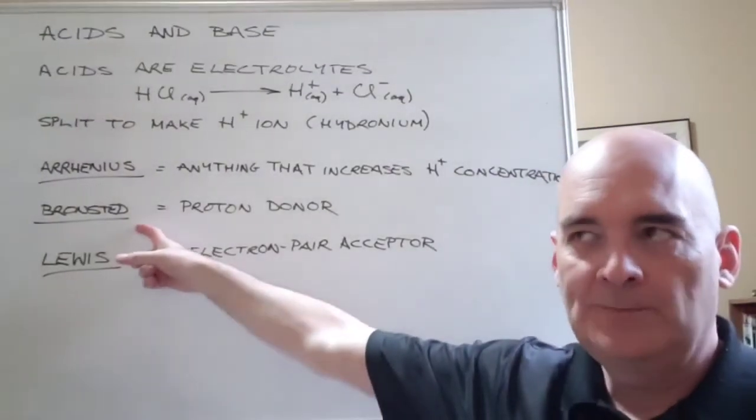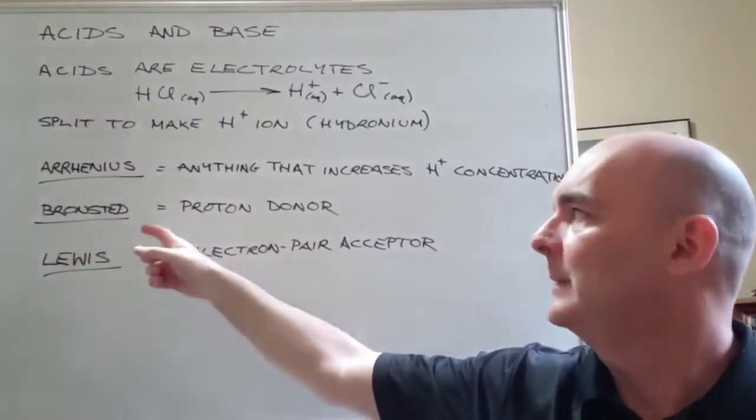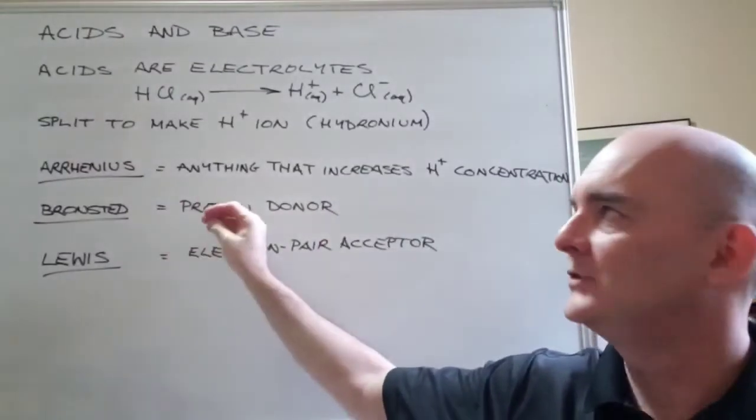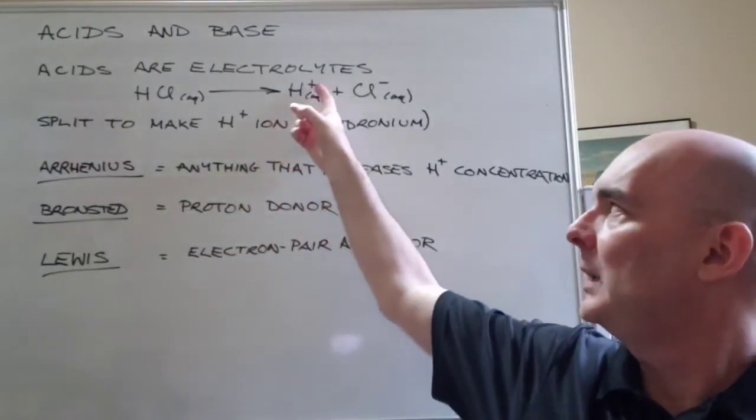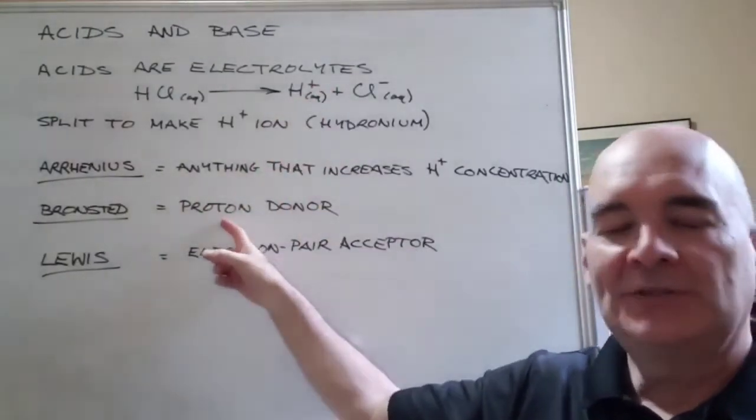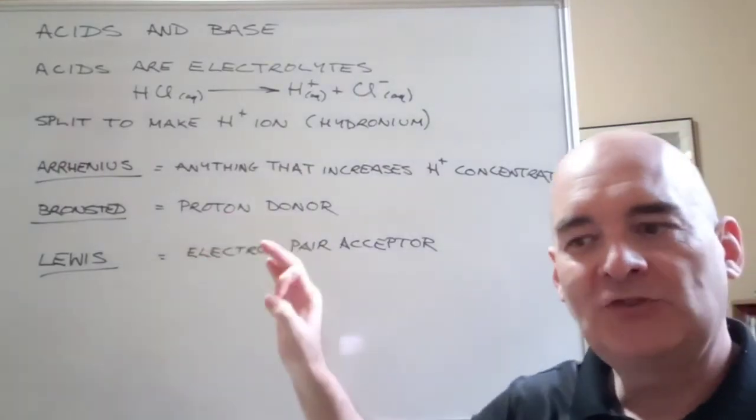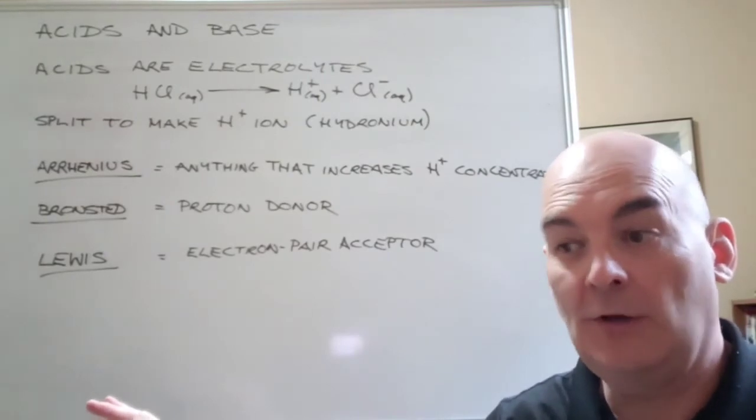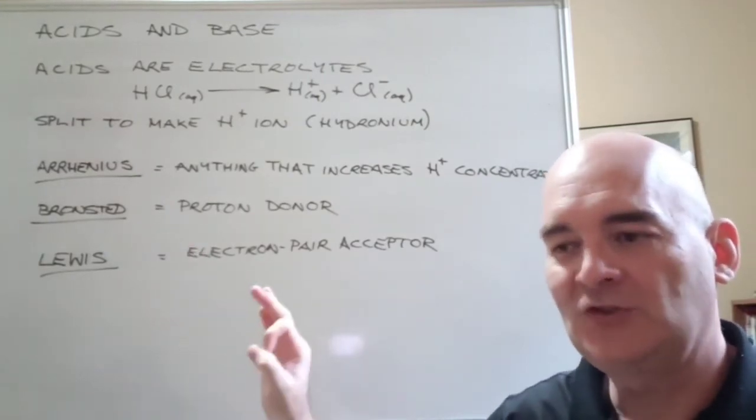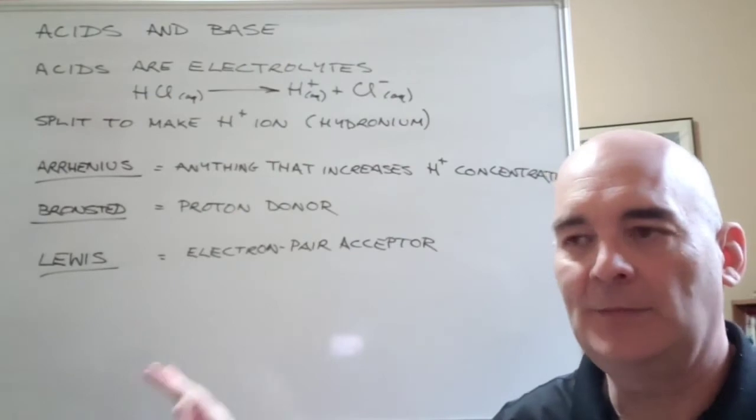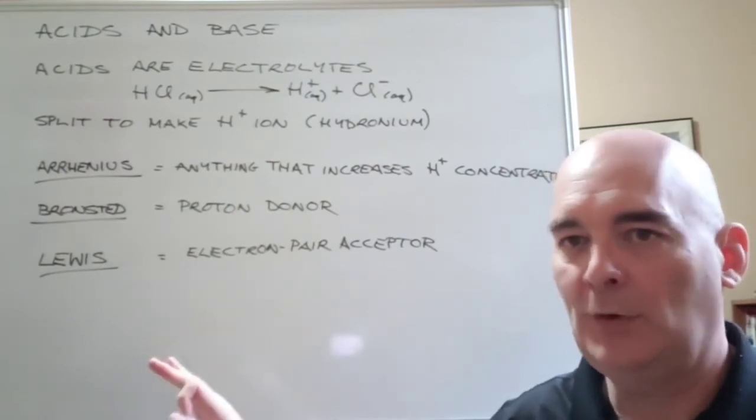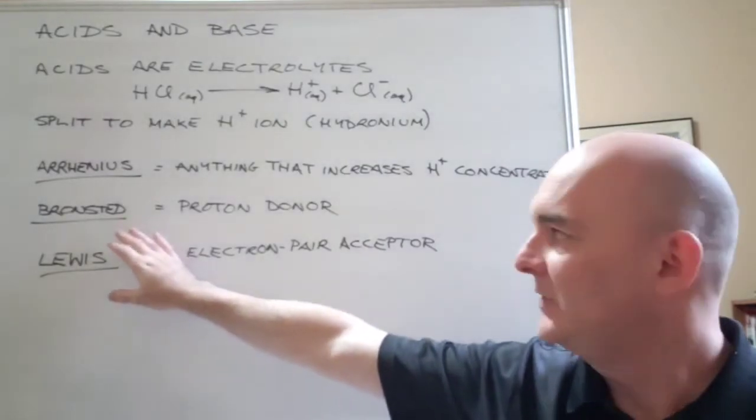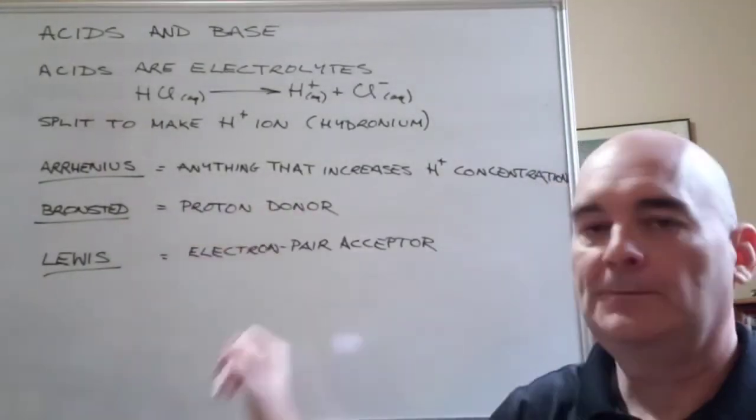Bronsted and Lowry refined that a little bit to say that an acid is actually donating something. It's donating an H+, and that H+ is actually a proton, because it's just the nucleus of a hydrogen. The electron from the hydrogen is gone, therefore the plus charge. So it's just the nucleus of a hydrogen atom, and that contains only a proton. So the Bronsted definition of an acid is a proton donor.